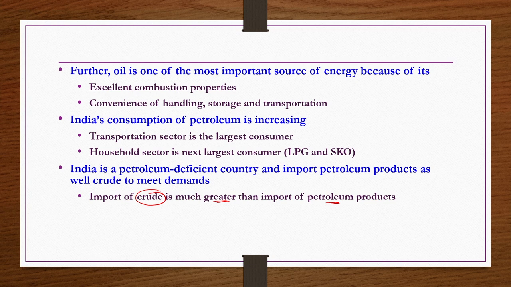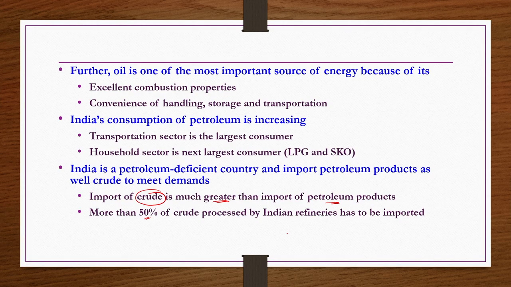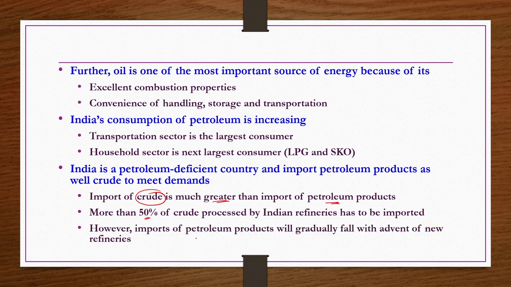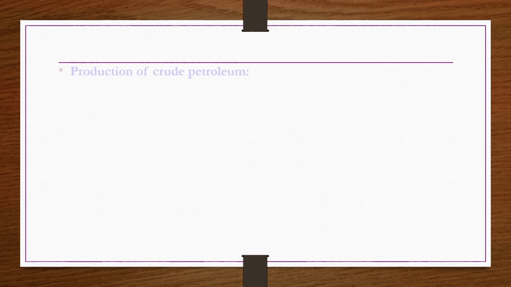Based on your intention to produce the products, you have to import appropriate crudes, right? If you are intending to produce more lubricant kind of products, then you have to import naphthene based crudes. If you are looking to produce more diesel, petrol, kerosene, BTX, etc., then you try to import more paraffin based crude. More than 50% of crude processed by Indian refineries has to be imported. However, imports of petroleum products will gradually fall with the advent of new refineries.